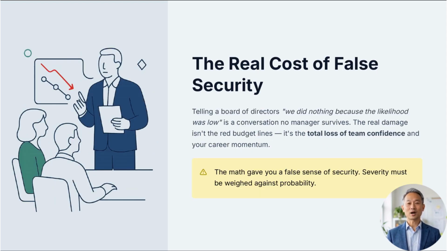The pain of a failed project is magnified 10 times when you have to admit the math gave you a false sense of security. Sitting in front of a board of directors and explaining that you did nothing because the likelihood was low is a conversation no manager survives. We often focus on the financial impact or the red budget lines, but the real cost is the total loss of team confidence and your own career momentum. You need to understand how to correctly weigh severity against probability by using a probability and impact matrix to protect your project from these catastrophic blind spots before they strike.